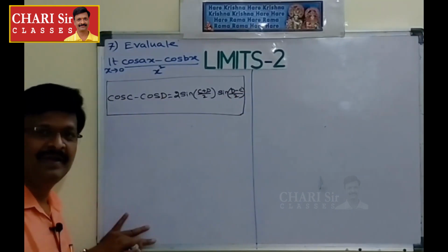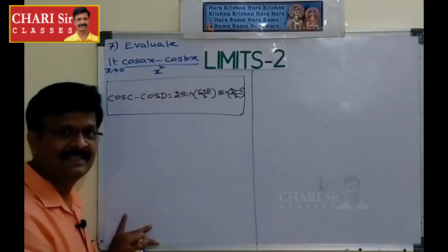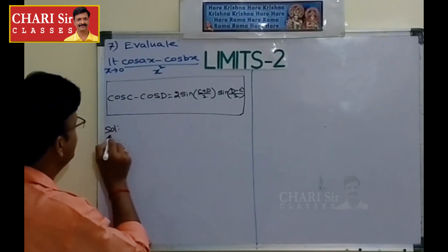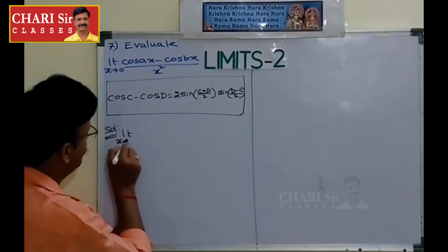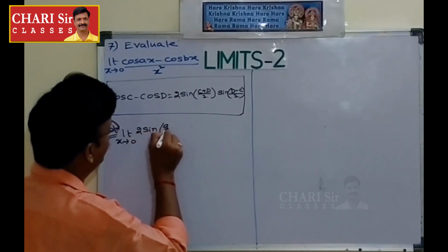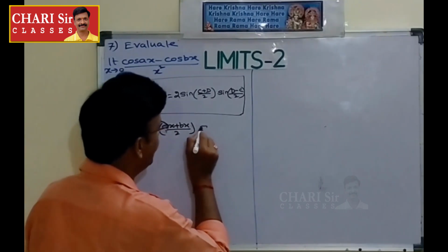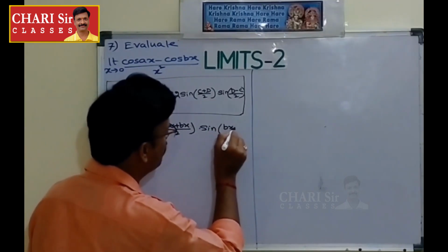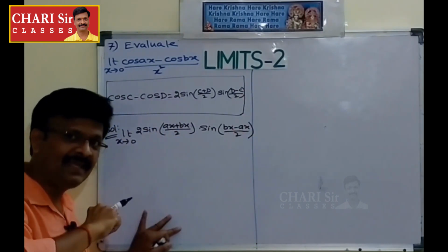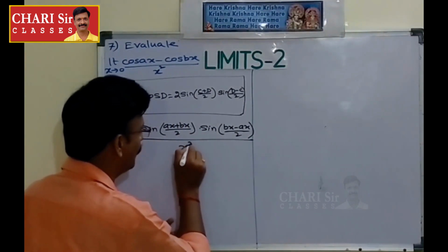This is the trigonometric transformation. So here c means ax, d means bx. Just we apply this formula here. In the solution we write limit x tends to 0 of 2 sin ax plus bx by 2 into sin bx minus ax by 2, because here it is c plus d by 2 and d minus c by 2, total divided by x square.